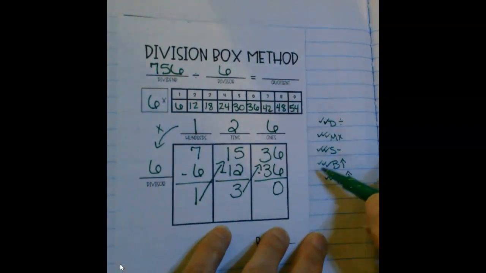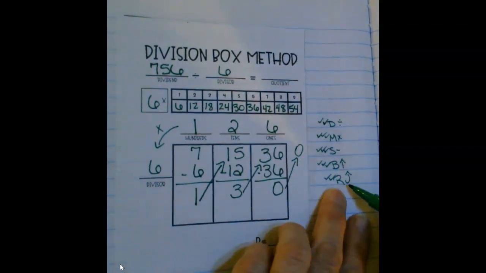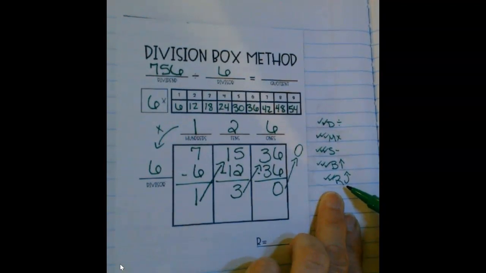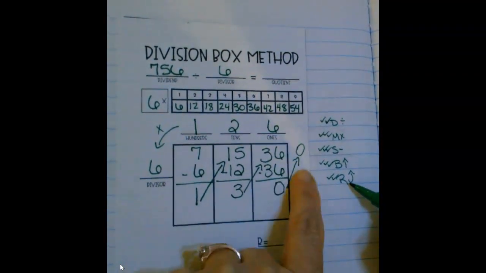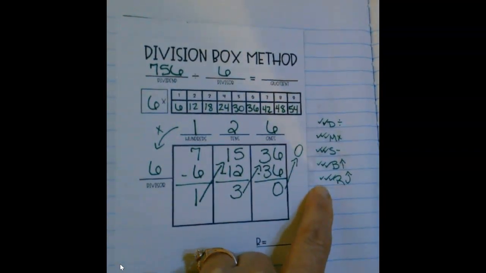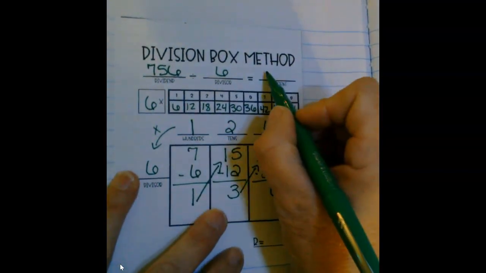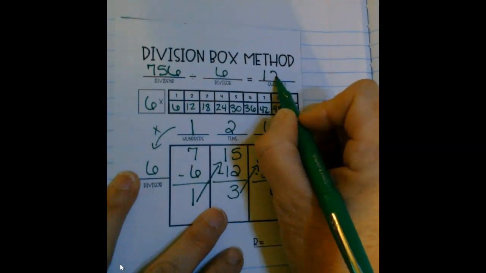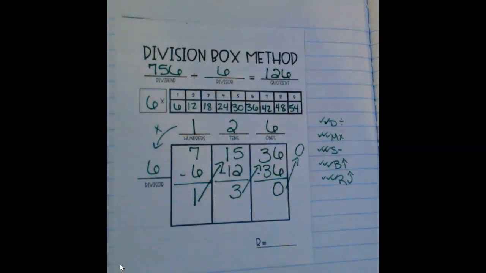Okay, so next I'm going to bring it up. Well, if it's 0, can I repeat with the 0? No, I can't. There's nothing left to divide 6 into. So do I have a remainder? No, because I have nothing left. So my final quotient is going to be 126. Okay? Now, am I done?